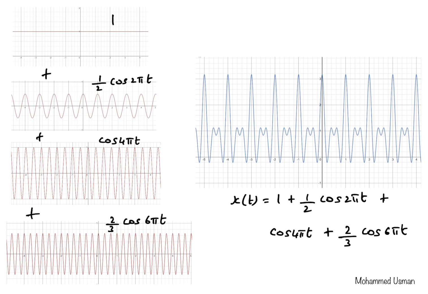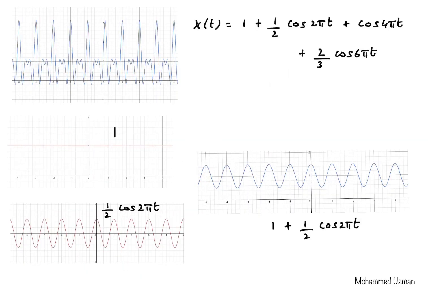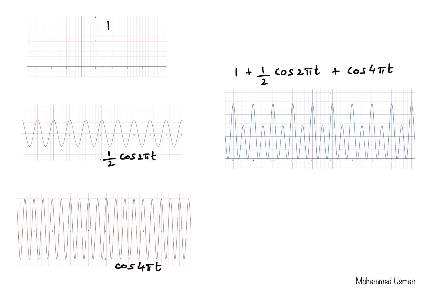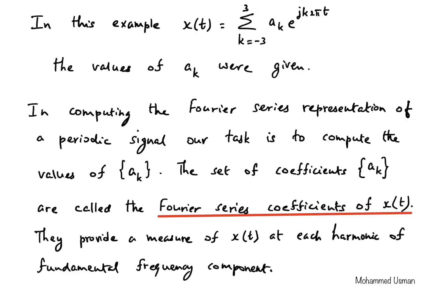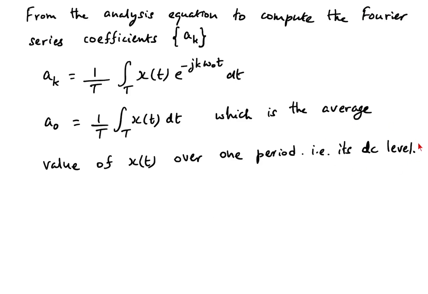But if it is shifted up or down, then the average value would be different. For example, here, for this particular waveform, the average value is going to be 1, because if you integrated it over one period from this peak to this peak, then the average value will turn out to be 1. As you can see, this waveform is centered on 1. So the term corresponding to k equal to 0 is basically giving us the DC level or the DC component of the signal.